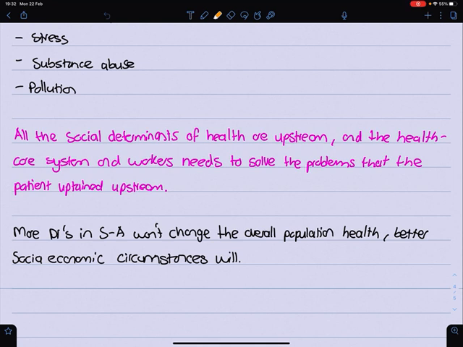So the socio-economic status of a person is a very key determinant in their health.